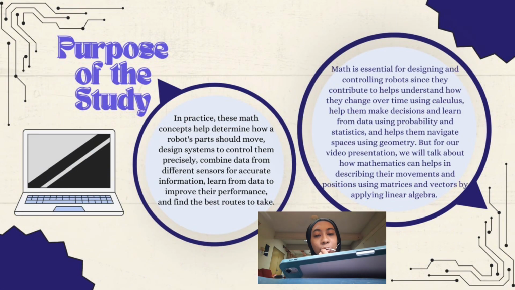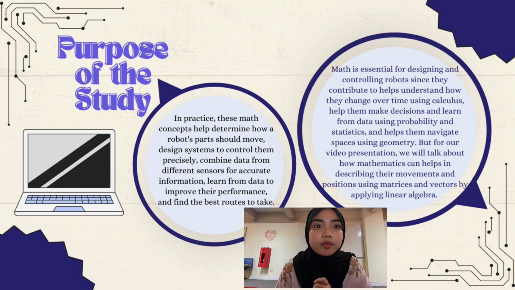Then we are going to talk about the purpose of the study. In practice, this math concept helps determine how a robot's part should move, design systems to control them precisely, combine data from different sensors for accurate information, learn from data to improve their performance, and find the best route to take.